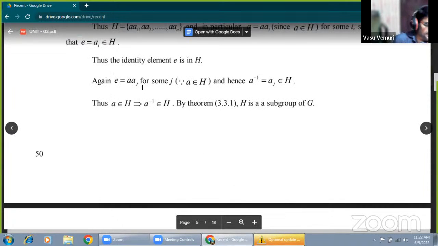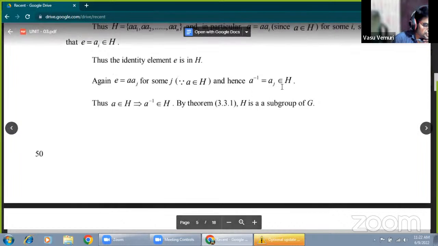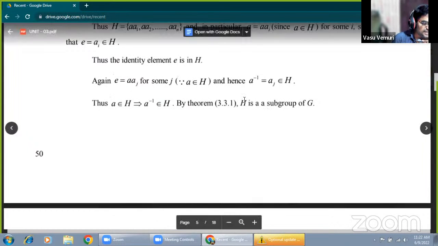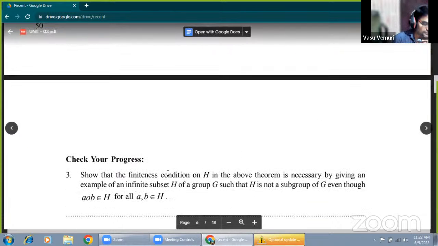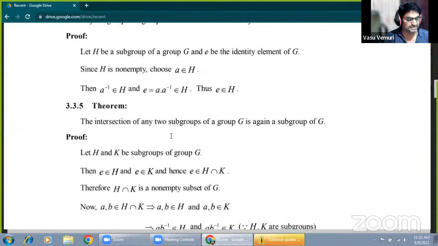In the same manner, Aj equals E. Therefore Aj means A inverse equals Aj. Therefore A A inverse equals E. Therefore A belongs to H and A inverse belongs to H. All the conditions, identity, inverse, all the postulates are satisfied; by the first theorem, H under multiplication is a subgroup of G. That's enough. Now this is one of the important concepts.